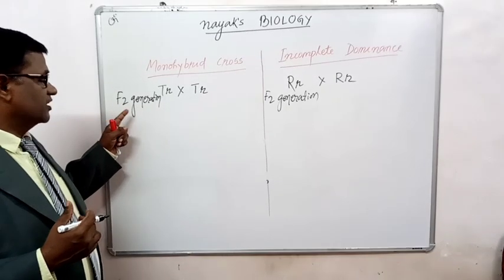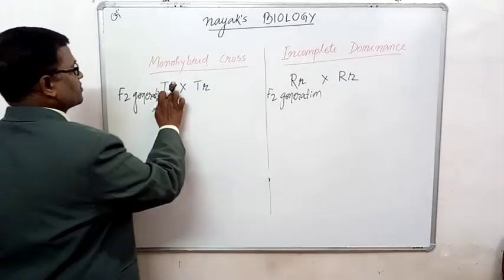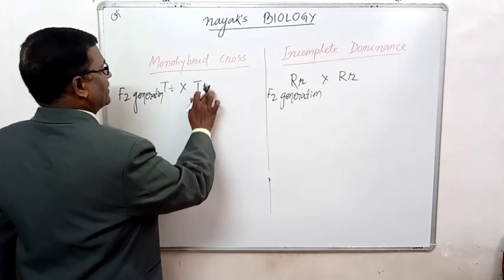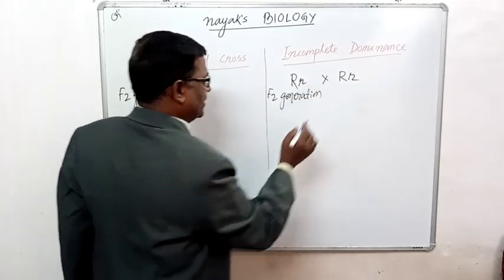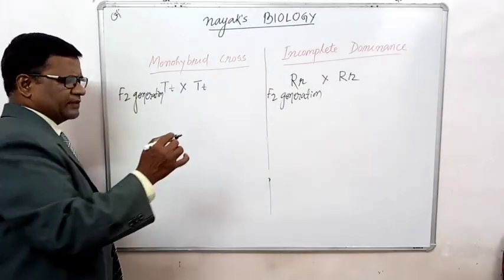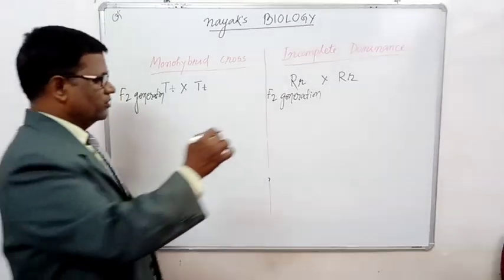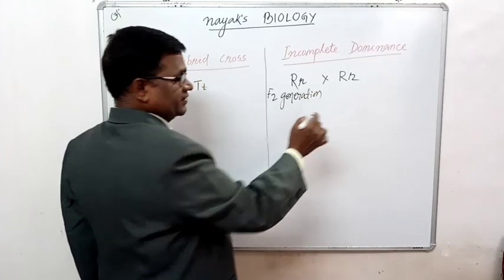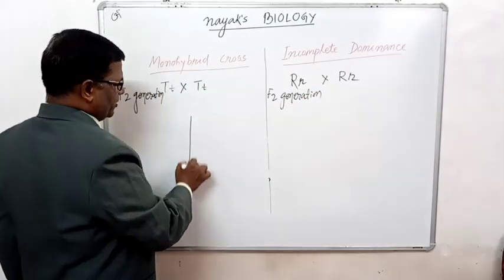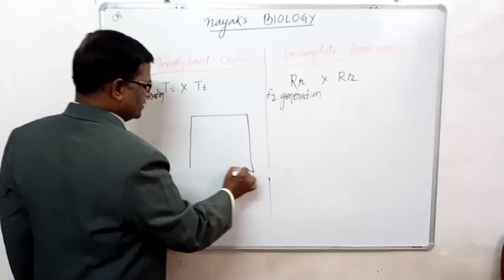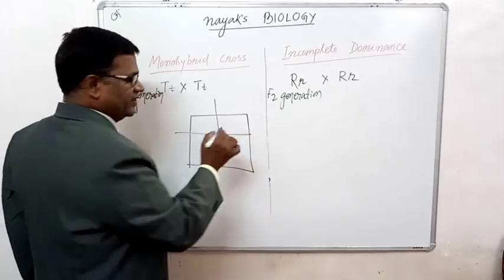Now we have to see the F2 generation. We cross capital T small t with capital T small t, whereas for the other we cross capital R small r with capital R small r. Sometimes we draw rays like that, but there is no need, because it gets somewhat confusing. We simply make a cross. It is a very simple cross, and in genetics you are very familiar with this.